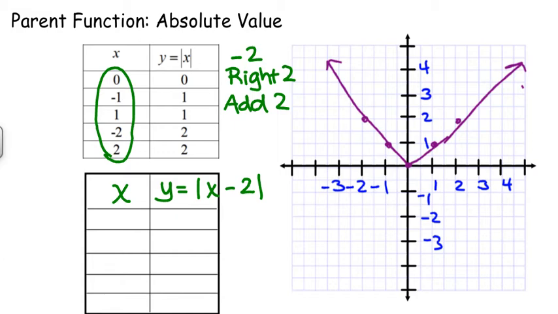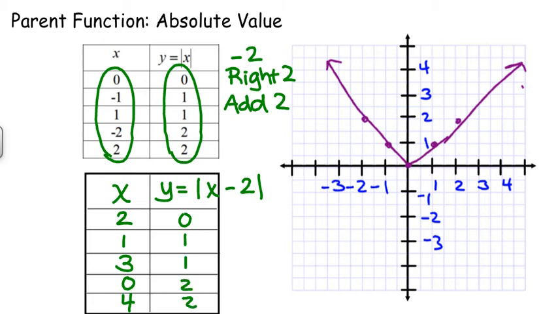So the first one, 0 plus 2 is 2. Negative 1 plus 2 is 1. 1 plus 2 is 3. Negative 2 plus 2 is 0. 2 plus 2 is 4. So all of these y values have not changed, so we just go ahead and repeat them: 0, 1, 1, 2, and 2.